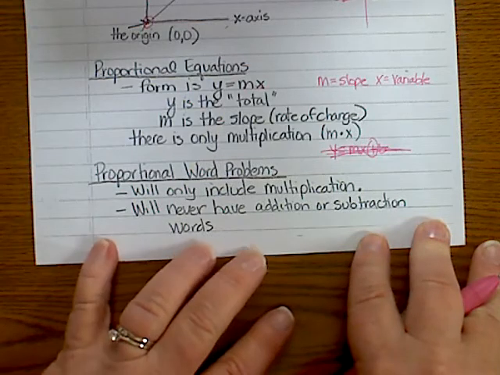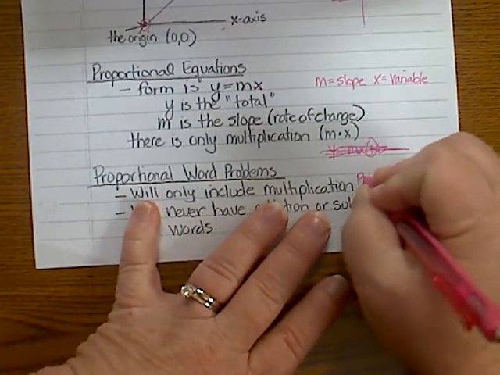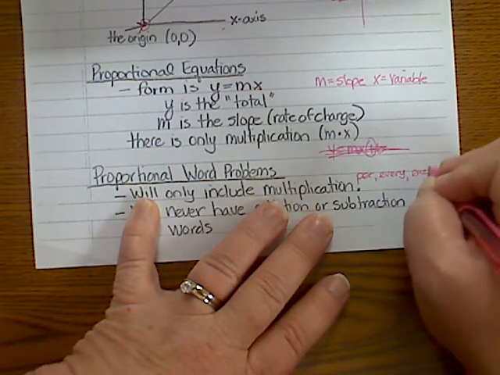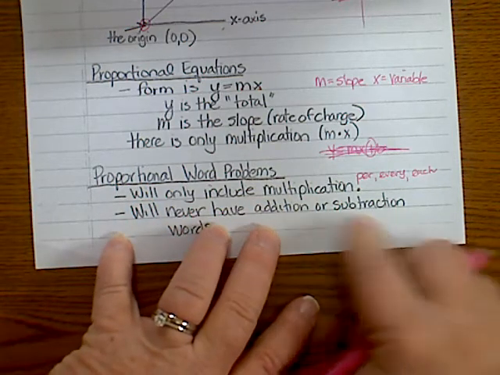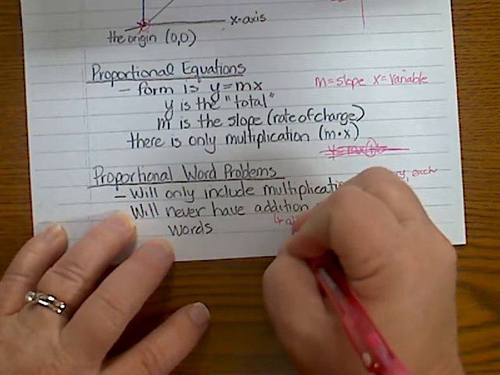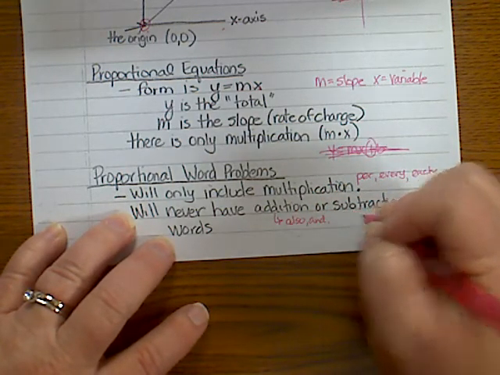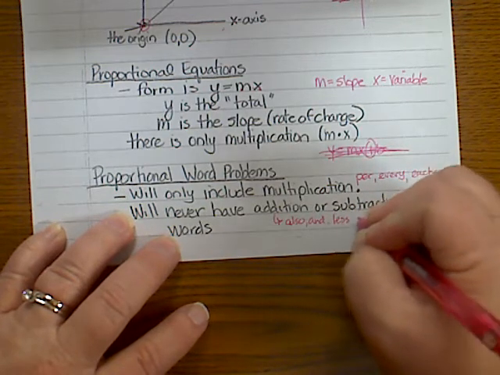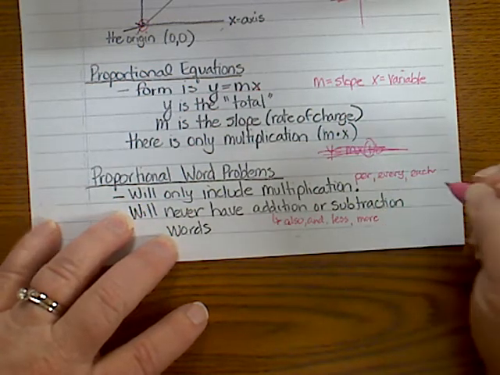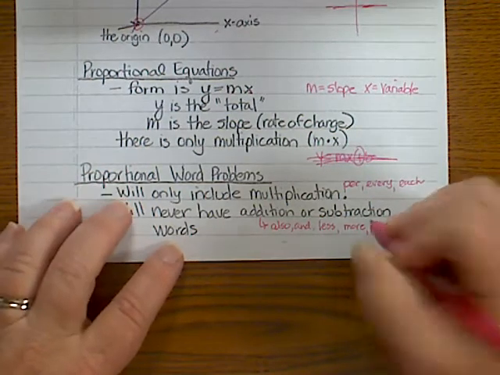Proportional word problems will only include multiplication. Words that are for multiplication: per, every, each, okay? It will never have addition and subtraction. Addition and subtraction words are also, and, less, more. Okay, it's always your plus. They use even the word plus, okay? So only multiplication.